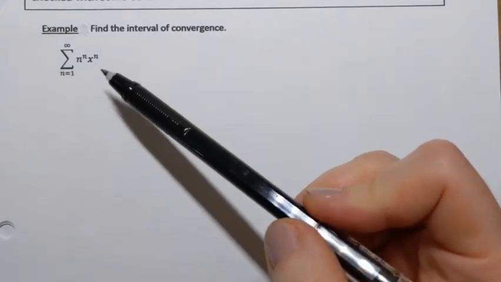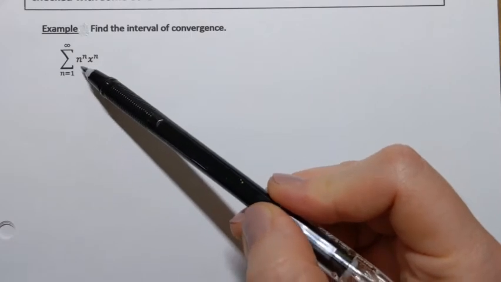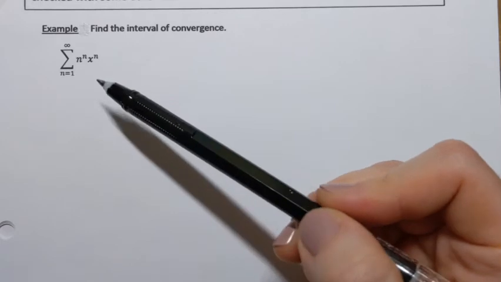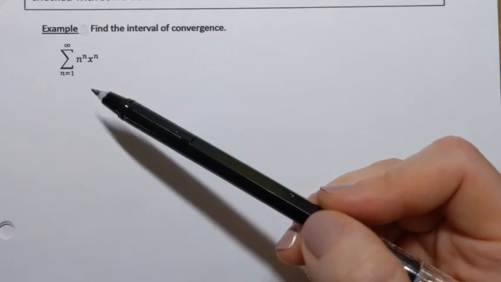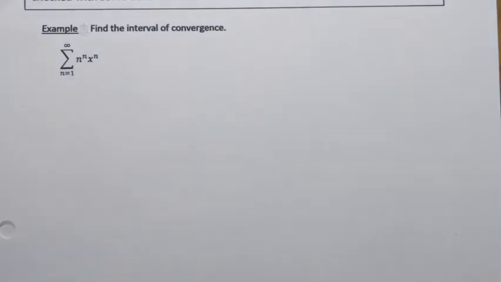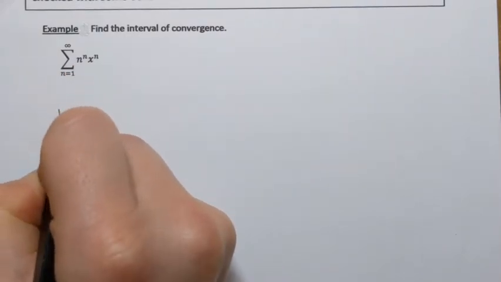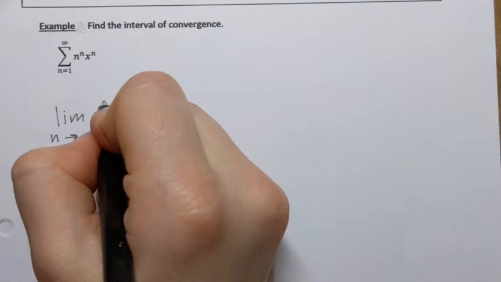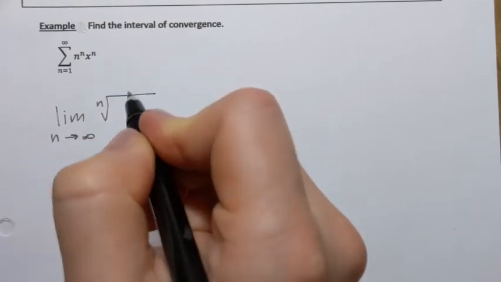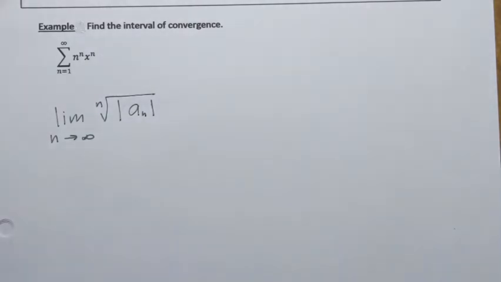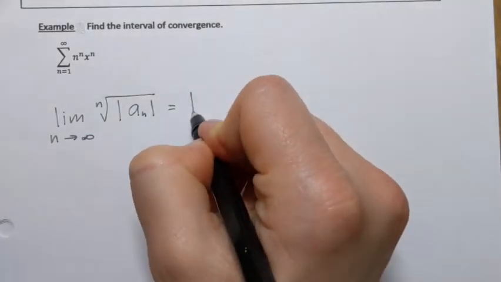However, as I look at this power series, I notice that both factors are raised to the nth powers. So that means that the root test would be ideal here. So according to the root test, I have to find the limit as n approaches infinity of the nth root of the absolute value of the general term, like that. So let's set up this limit.